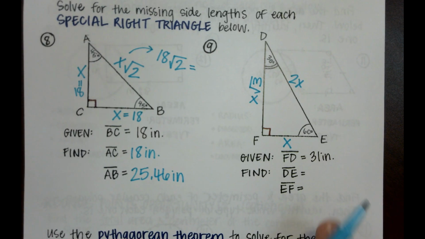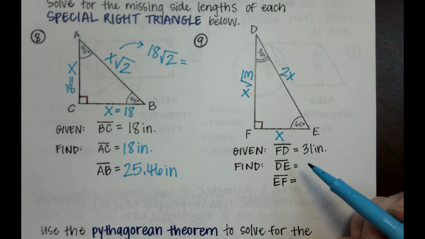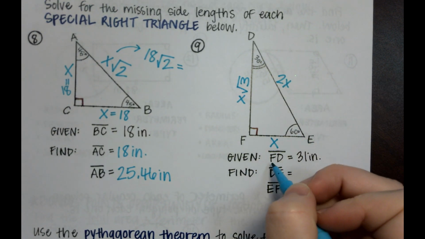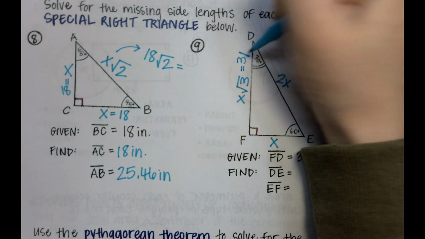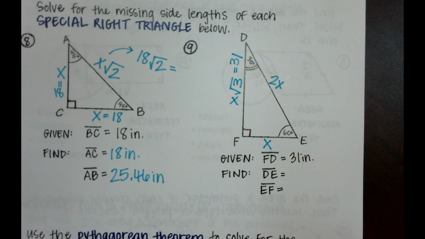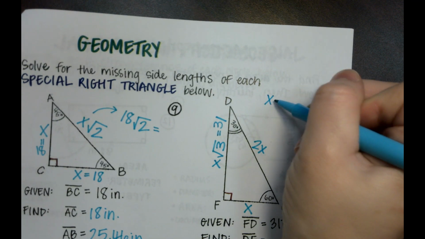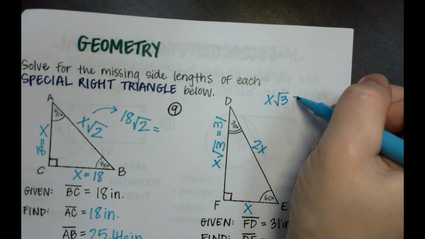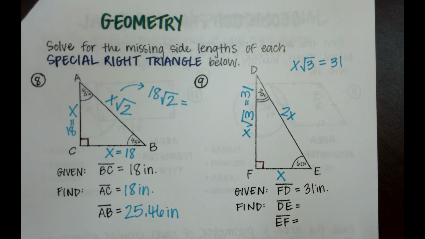Okay, FD is the x radical 3, and that has given us the answer of 31. So what do we need to solve for here? First we need to solve for x. Yes, we do. I know that x times radical 3 is 31. So how would I solve? Seems like we set them equal to each other.